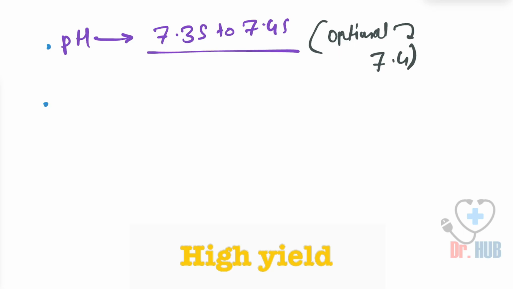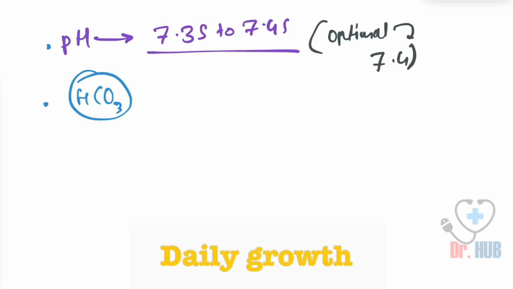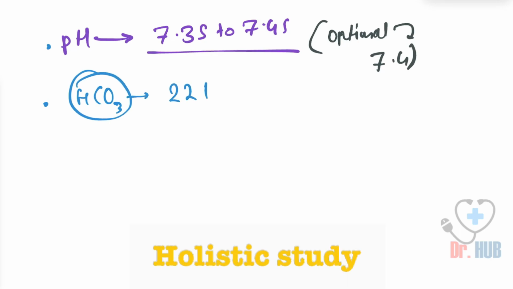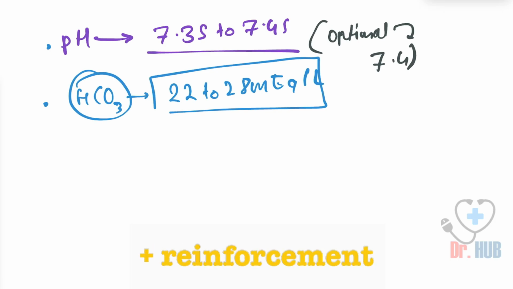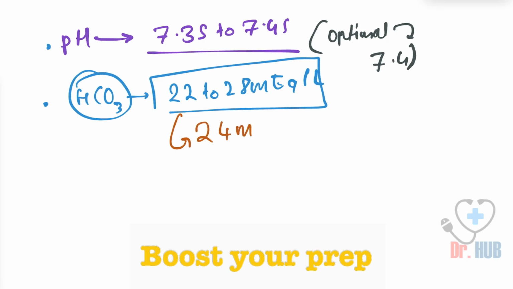Next, the HCO3. We look at the HCO3. So under HCO3, the normal range is nothing but 22 to 28 mEq per liter. So this is the normal range of the HCO3. So what is the optimal value?